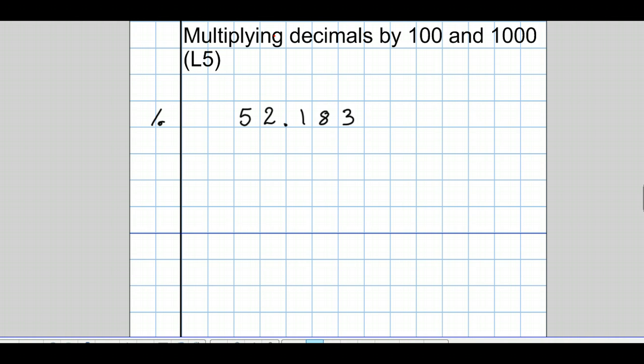52.183 times 100. Now when we multiply by 10 we move the decimal point one place to the right. When we multiply by 100 we move it two places to the right. So the answer is going to be 5218.3.